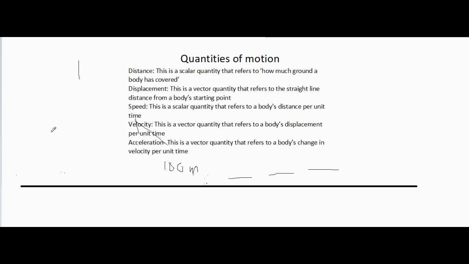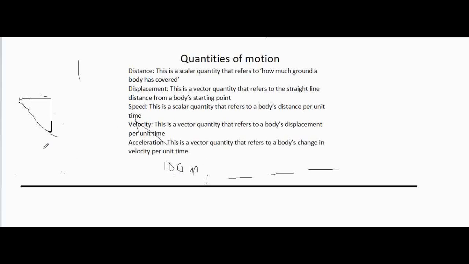If a person starts here, traverses up like this, and then moves this way and ends up over here, the distance would be this length plus this length, while the displacement would be this length, i.e. the straight line distance from the starting position.